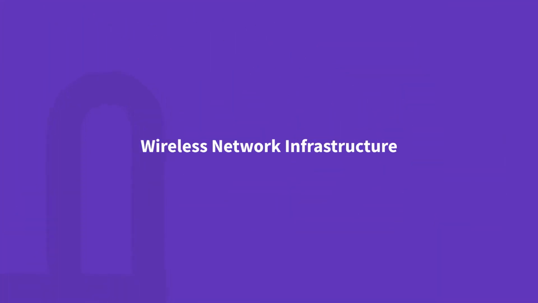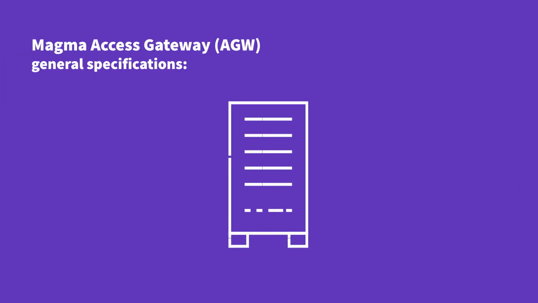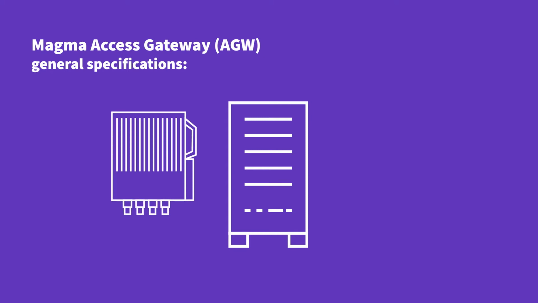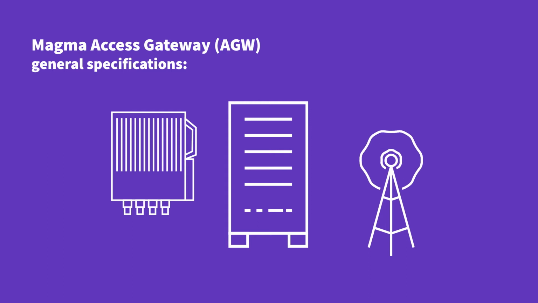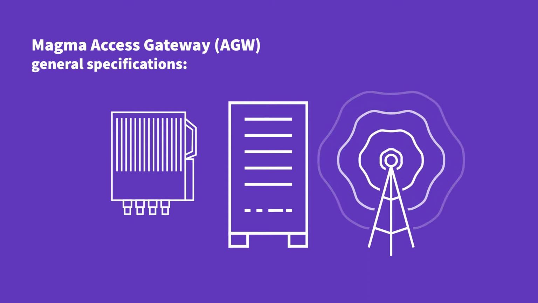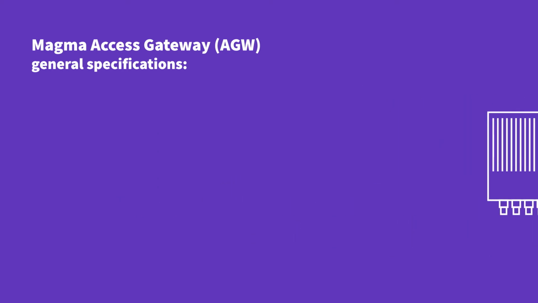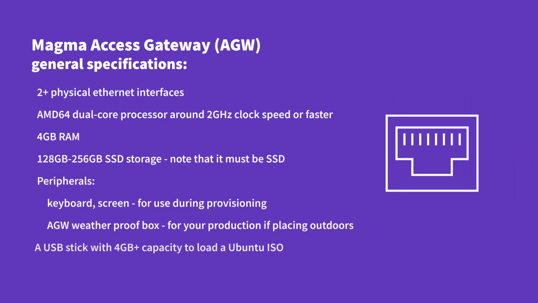Okay, let's talk about what you'll need for your network infrastructure. You'll need to get a small server as Magma's access gateway. The Magma Access Gateway can handle a few eNodeBs and is typically deployed next to your eNodeBs at the cell site. So you'll need one per site. When you select the hardware for your access gateway, make sure that it has at least 2 physical Ethernet interfaces.